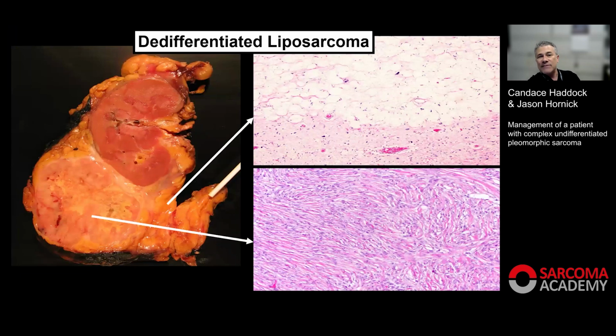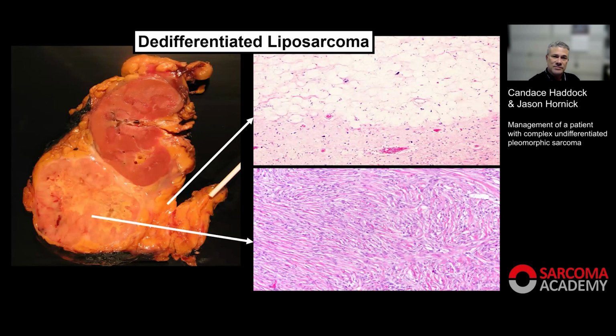And finally, dedifferentiated liposarcoma. This is a classic case with an en bloc resection, including the kidney. The fleshy solid area of the tumor is the non-lipogenic pleomorphic component. The fatty area is the well-differentiated liposarcoma, where we have a marked variation in size of the fat cells, occasional very dark tumor cells, and the fibrous stromal component.